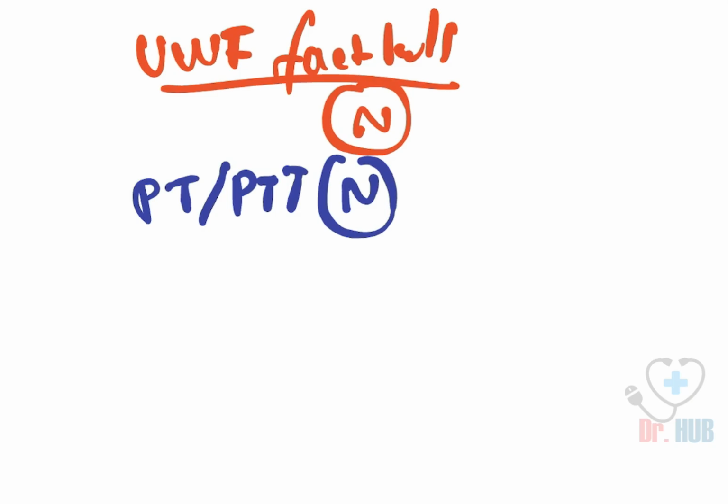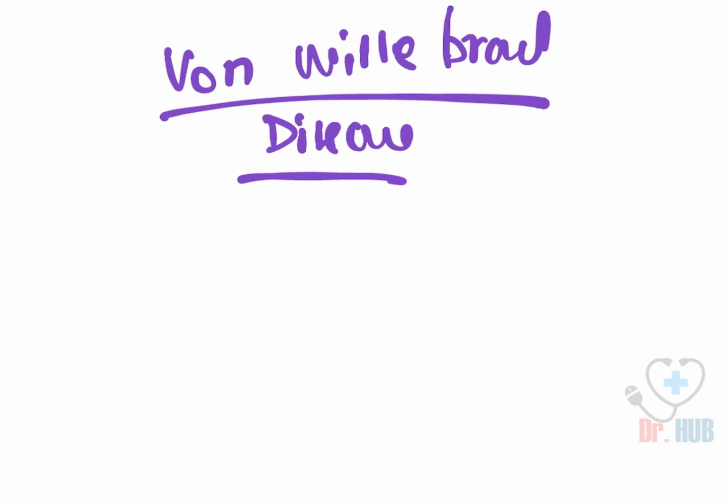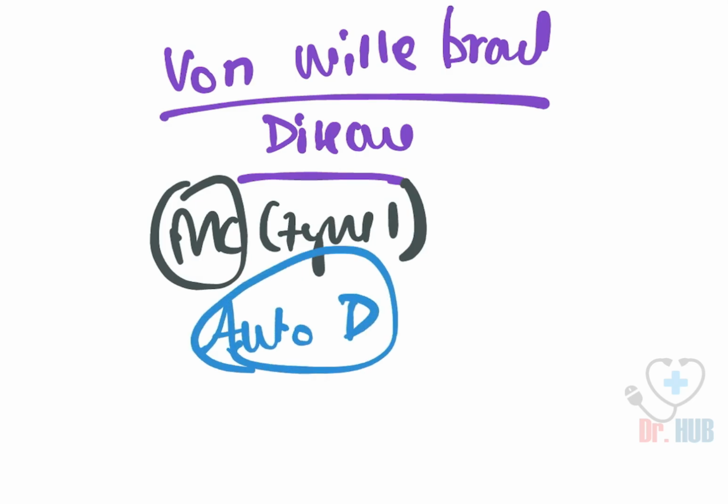Lastly, we will focus on the disorder, that is the von Willebrand disease. So first, as we discussed, what is the inheritance pattern? It is most commonly type 1, and this is autosomal dominant, AD. And what is the defect?